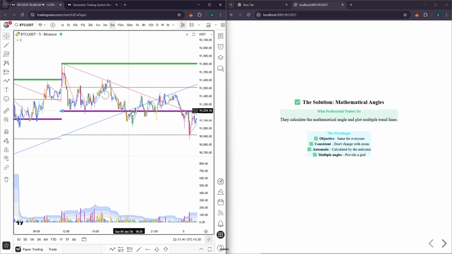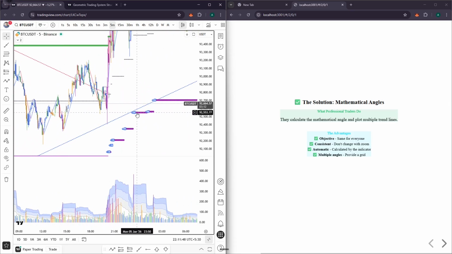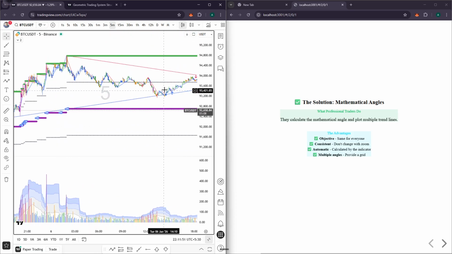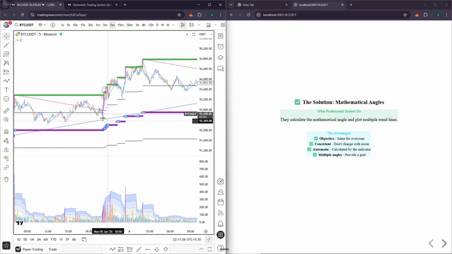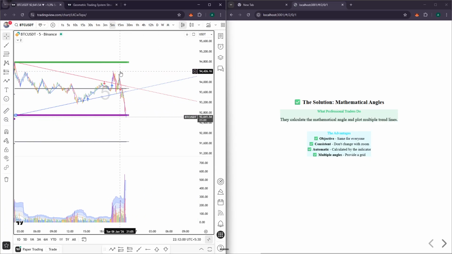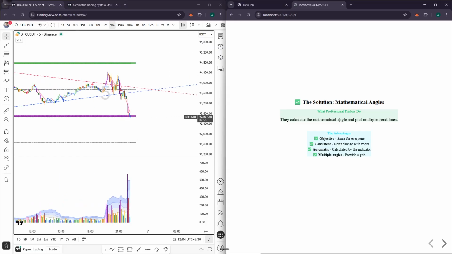So we need to see if the market is holding above. Here it didn't, so we just go and see. Here it did hold, and then boom. When it came back, then boom. And the same goes for the downtrend as well. So this is drawing automatically. We just need to enable that.